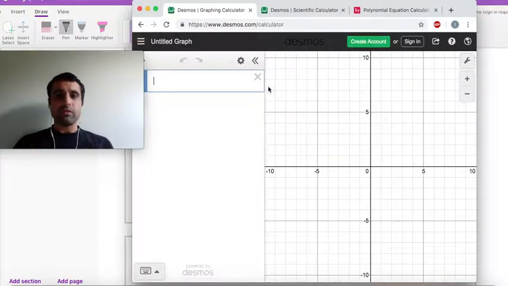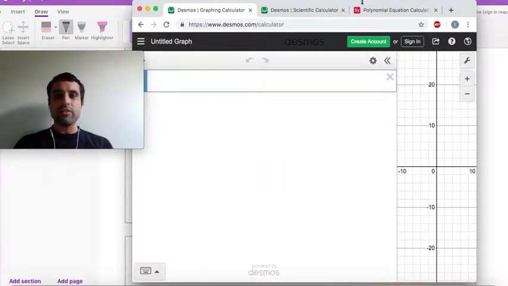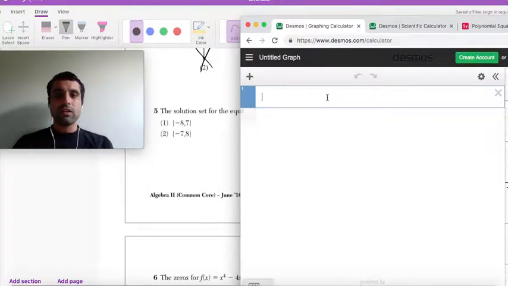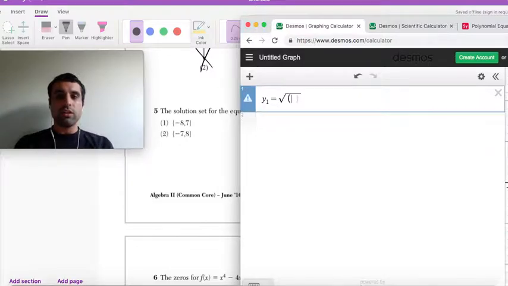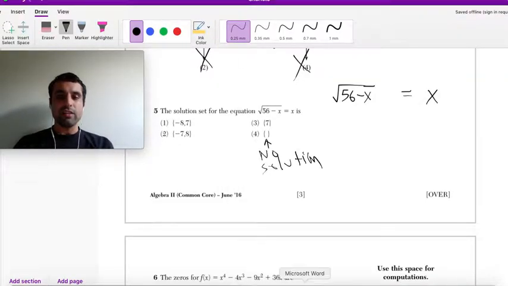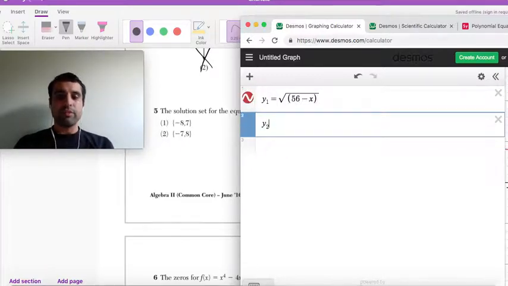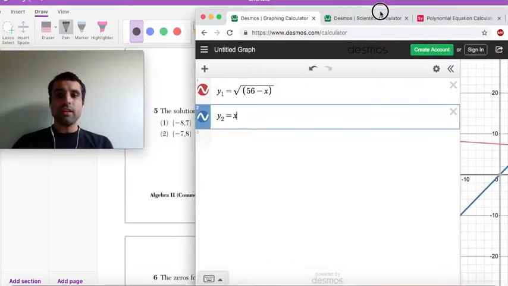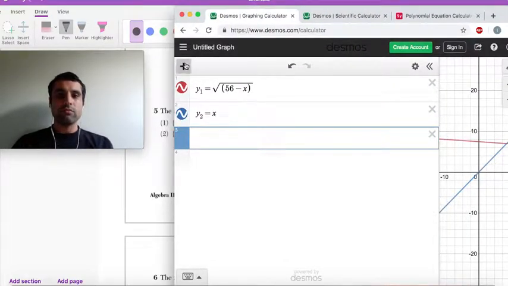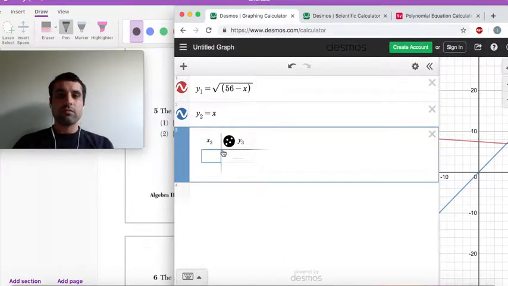So since one of the y values is just x, why don't I just say that y1 is equal to the square root of 56 minus x? Yes, it was. You don't need the parentheses, but they put it there. I didn't feel like taking it out. And then instead, why don't we just make a table? And one of the x values will be for y1, and the other one for y2.